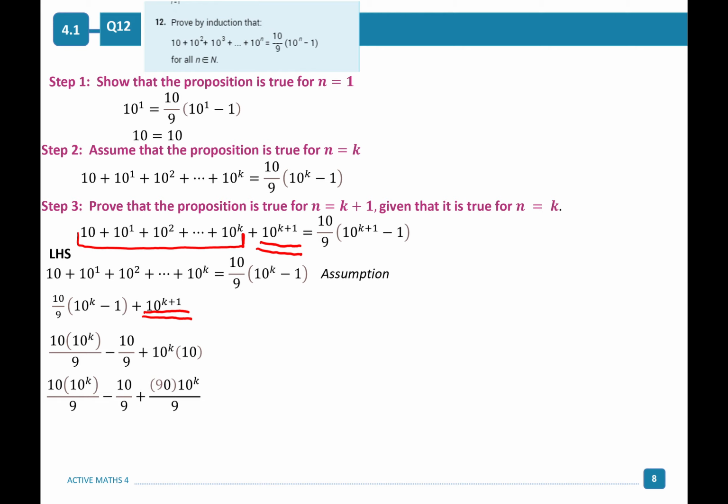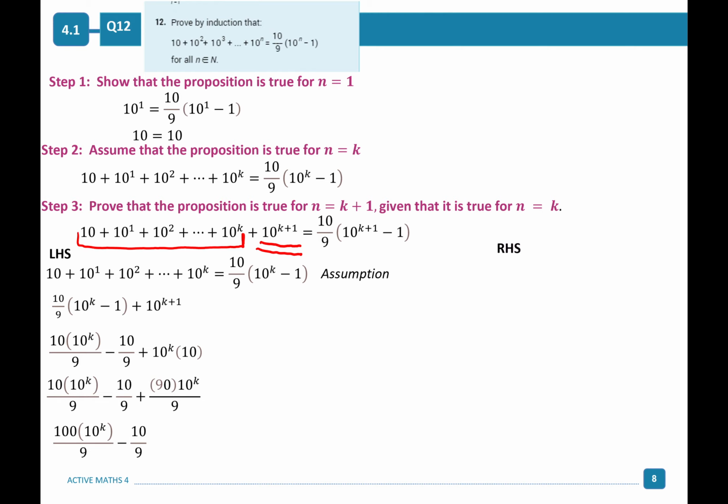We can now add together like terms. 10 times 10 to the power of k over 9 plus 90 times 10 to the power of k over 9 gives me 100 times 10 to the power of k over 9 minus 10 over 9.